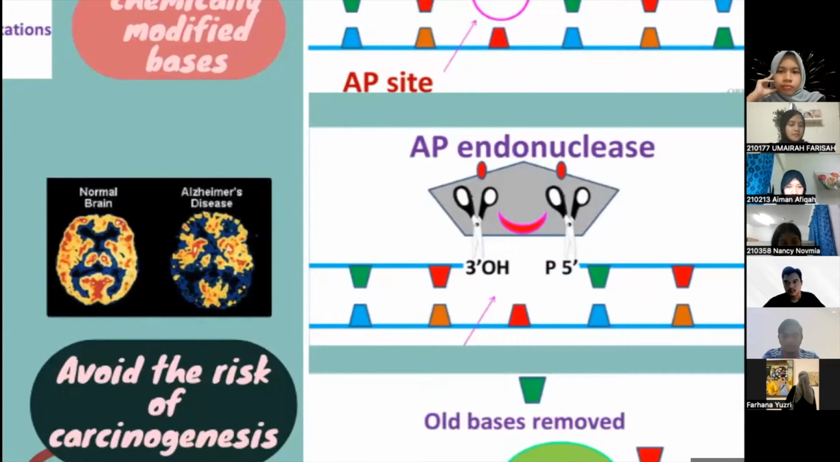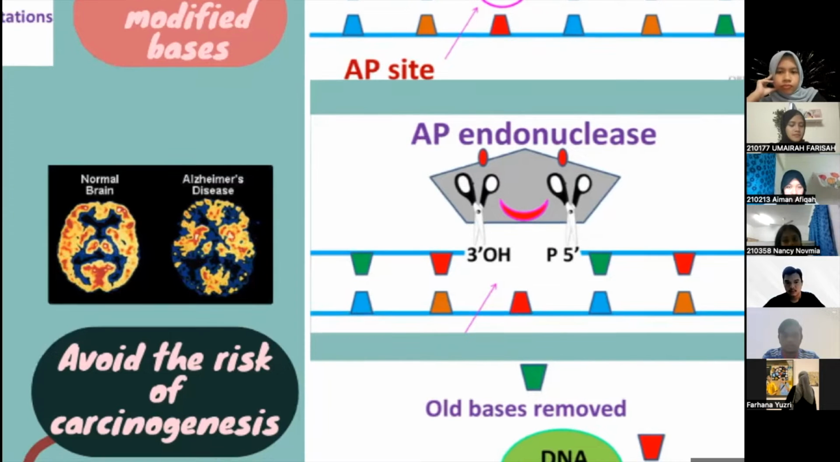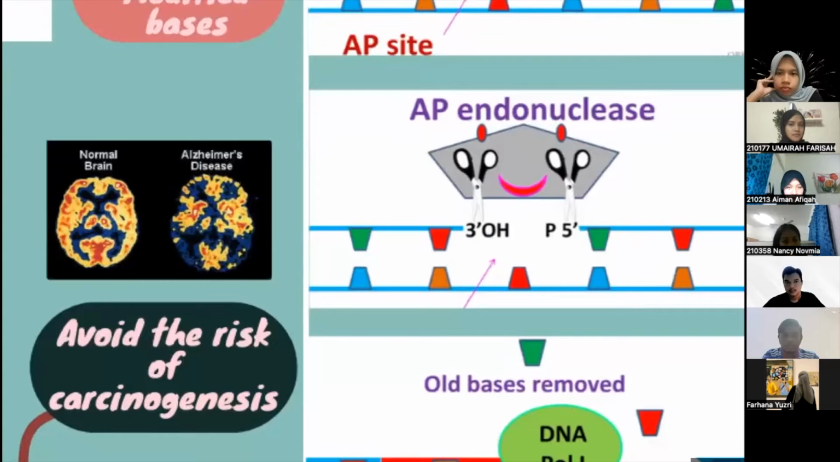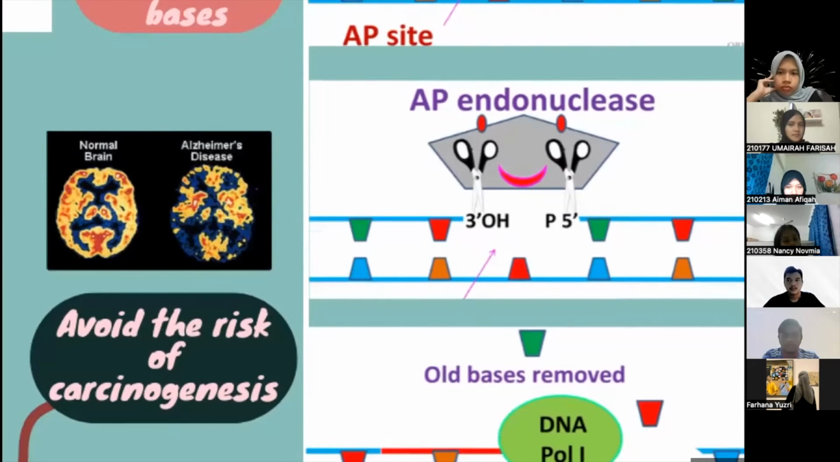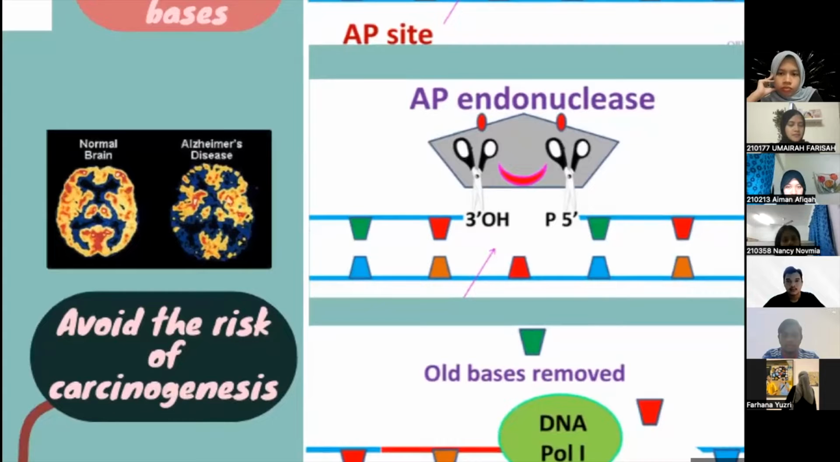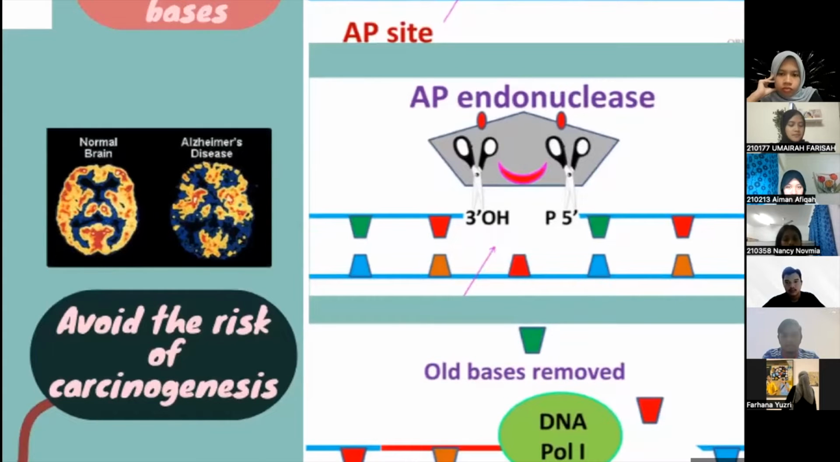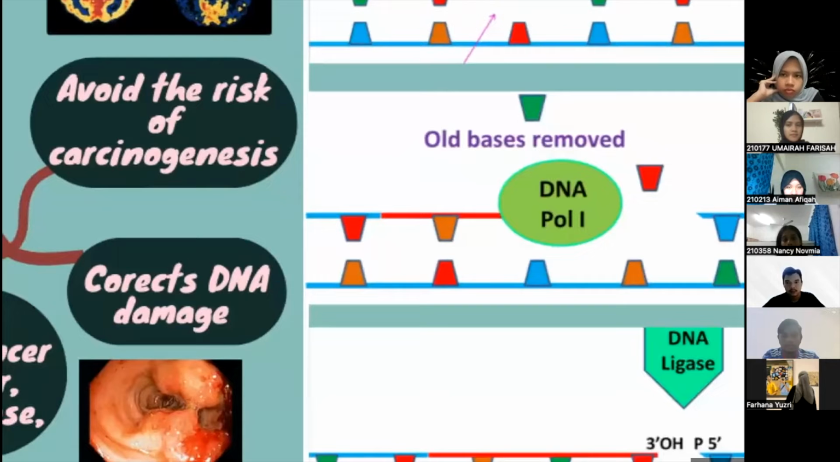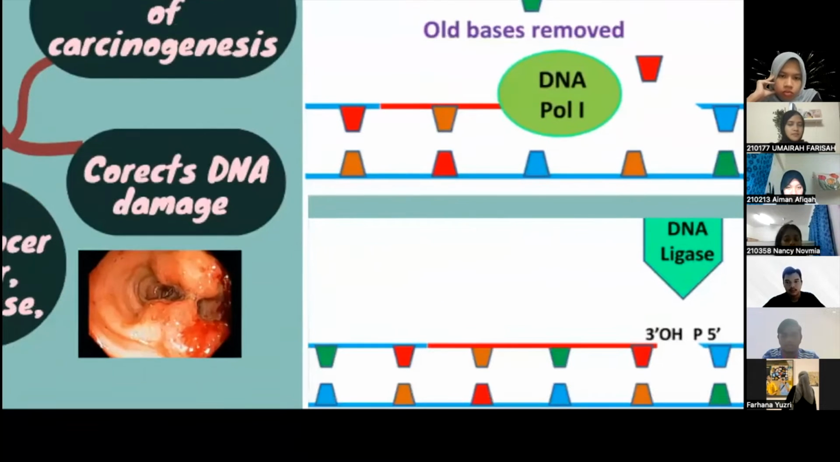DNA polymerase I then identifies the 3' OH and adds correct bases in the 5' to 3' direction. During this step, DNA polymerase I also carries out 5' to 3' exonuclease activity to remove the old bases. So once the activity of DNA polymerase I is over, the remaining gap is sealed by DNA ligase. So that is all about the mechanism.